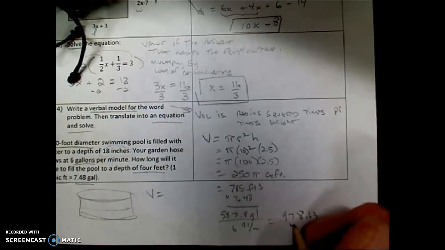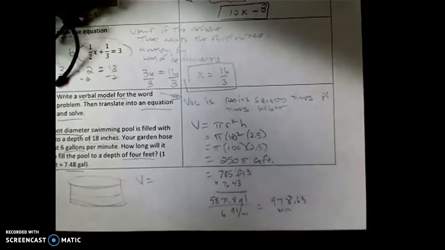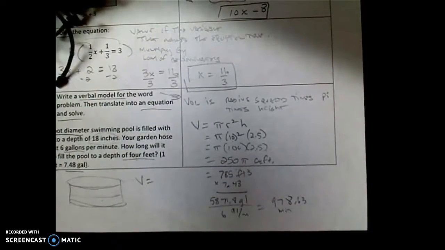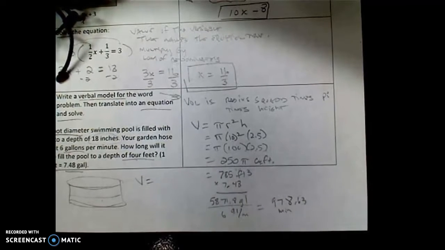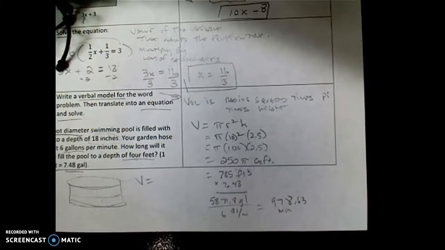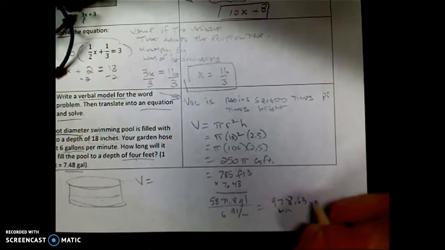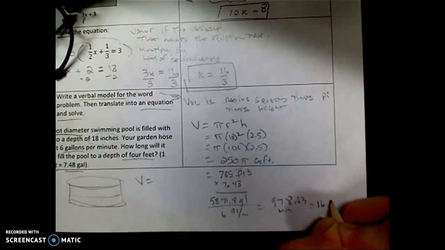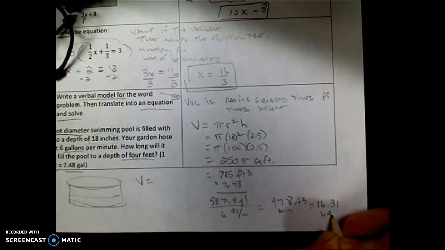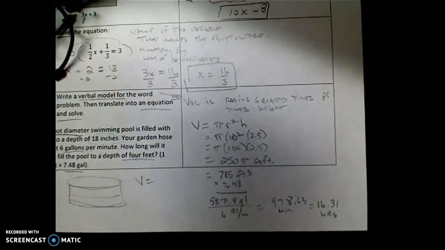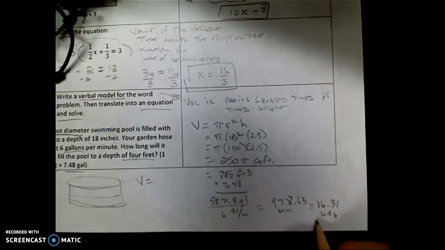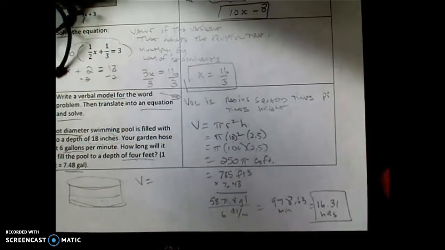978.63 minutes, which is fine, but that's not really the way that we talk. So what is that in terms of hours? So we take the 978.63, divide by 60. So 16.3 hours, about 16 hours and 20 minutes to fill the pool.